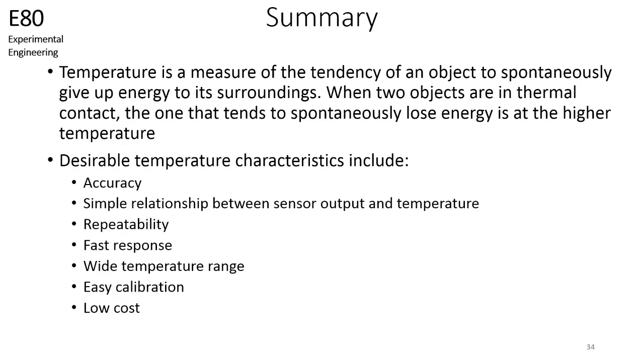In summary, temperature is a measure of the tendency of an object to spontaneously give up energy to its surroundings. When two objects are in thermal contact, the one that tends to spontaneously lose energy is at the higher temperature. Desirable temperature characteristics include accuracy, a simple relationship between sensor output and temperature, repeatability, fast response, wide temperature range, easy calibration, and low cost.